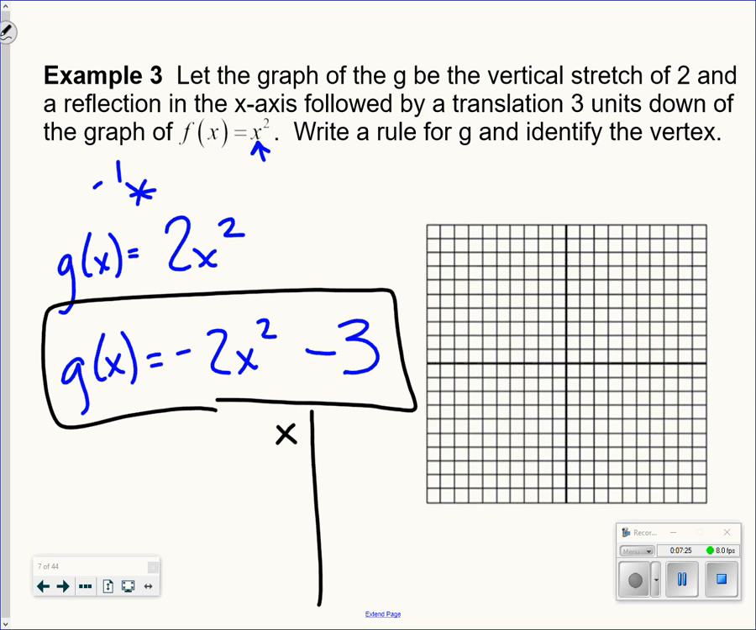Now, graphing this function, I would just continue to do an XY chart. Those of you with graphing calculators, this is a good time to use one because there's a table function. I'm going to put 1 in. I'm going to get negative 5. I'm going to put 2 in. Negative 11. Negative 1. Remember, you're squaring, so negative 1 squared would be positive 1 times negative 2, minus 3 would be negative 5 again, and negative 2 would be negative 11. So I'm going to graph this, and then I'm going to talk about it. See if I actually did this correctly. 0, negative 3, 1, negative 5, and then negative 11 goes off the graph.